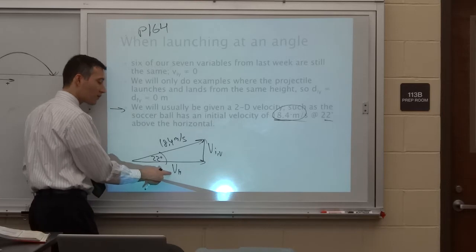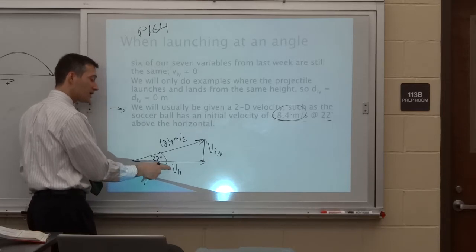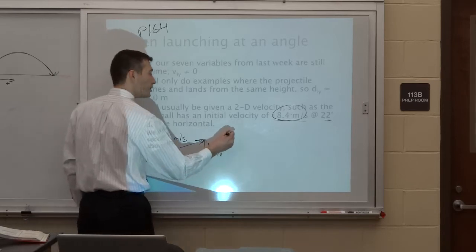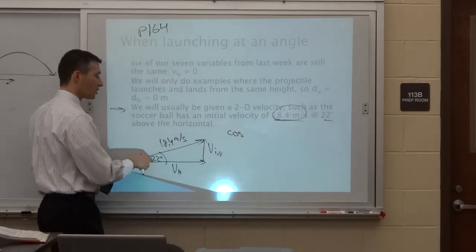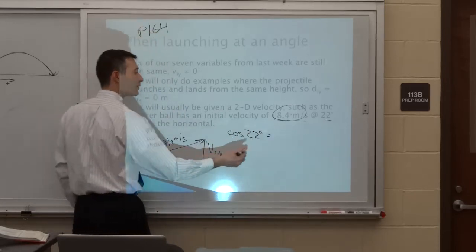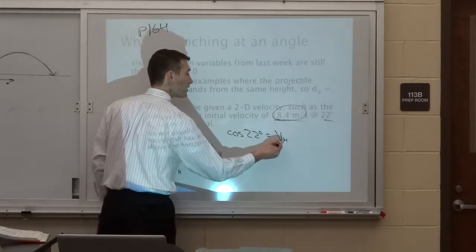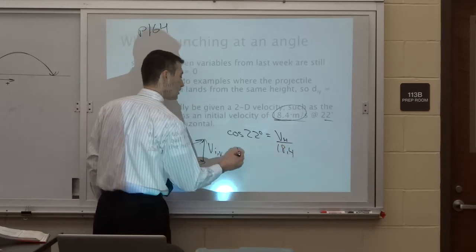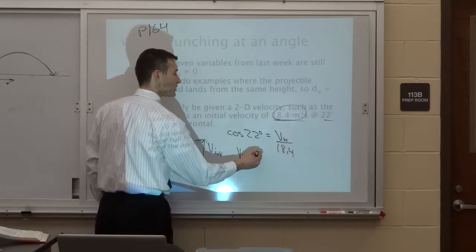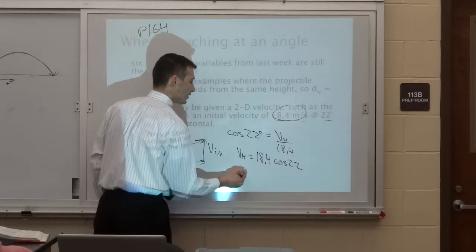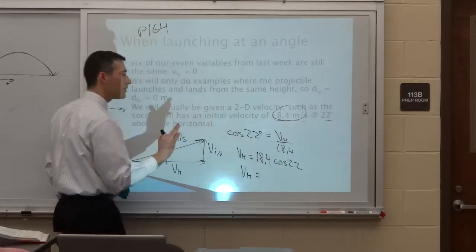So if we want to solve for the horizontal part of the velocity, that's the adjacent side of this triangle, and we know the hypotenuse, so we would use our cosine function. So the cosine of 22 degrees equals the adjacent side, which is the horizontal velocity, divided by the hypotenuse, 18.4. And then we can multiply both sides by 18.4 in order to get that horizontal velocity. So let's go ahead and do that one together.